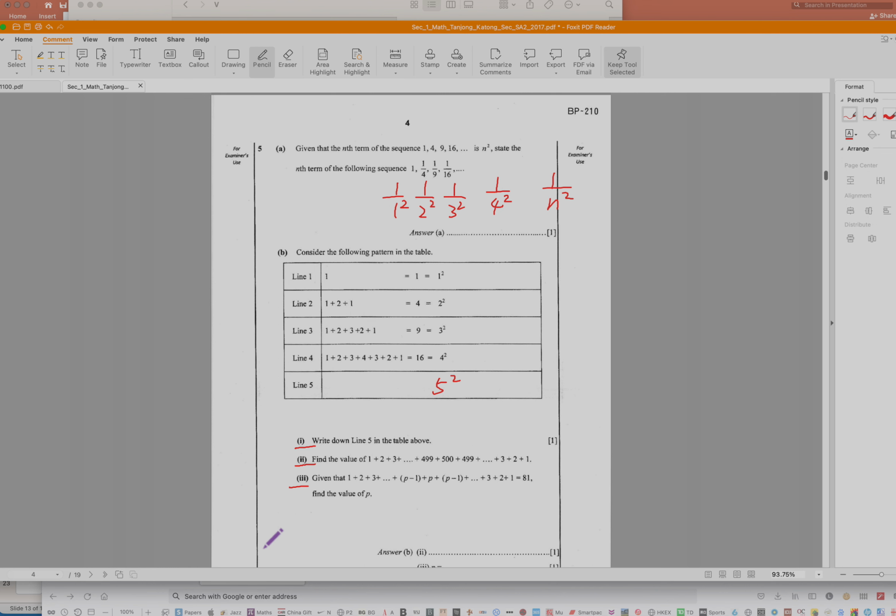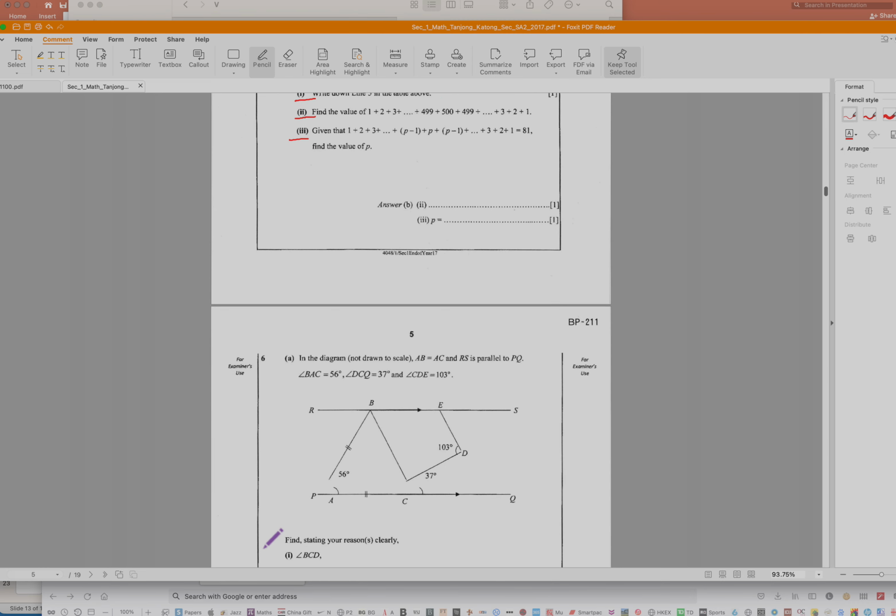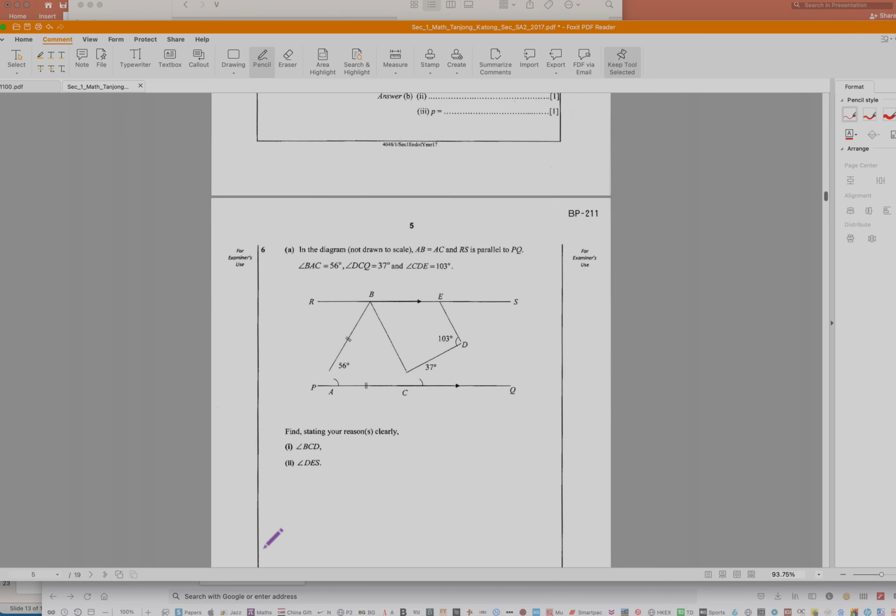I need question 6. Okay, question 6. This one. I need the B. The lines are joined. Okay. So this is 56. So this and this one is the same. So 180 minus 56 divided by 2. Then you get this one.